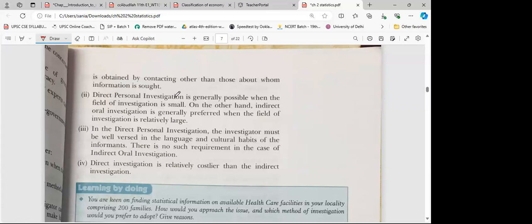So it's the same. Direct investigation is possible when the field of investigation is small, and on the other hand, indirect is possible only when the field is large. In direct investigation, the investigator must be well versed in the language and cultural habitat of the informant, right? You should know the cultural language and everything. But over here, there is no such requirement because you are collecting the data from somebody else. Direct investigation is relatively costlier than the indirect investigation.